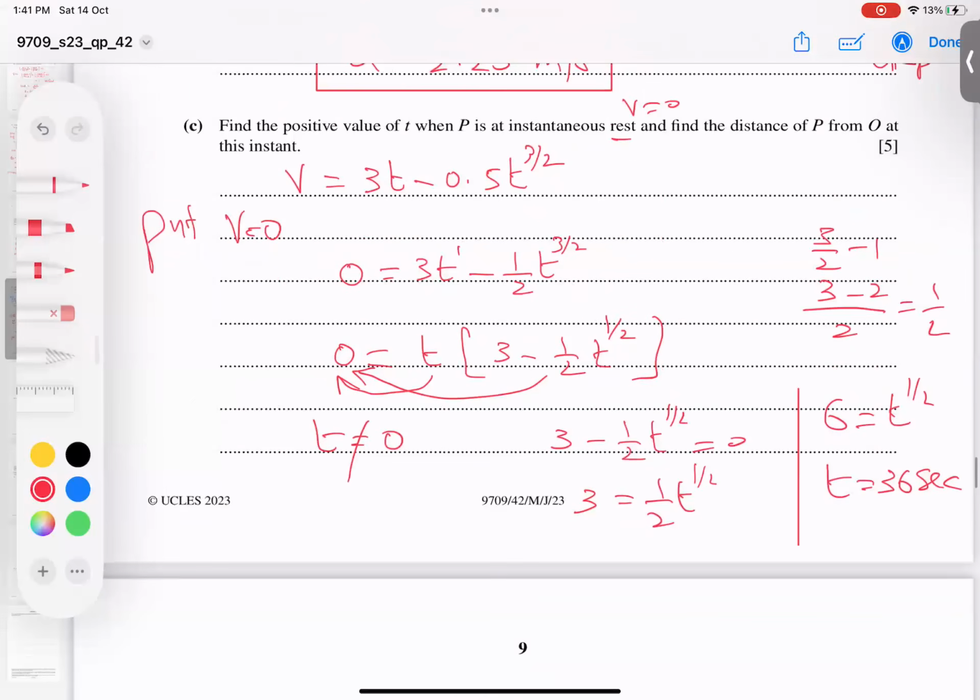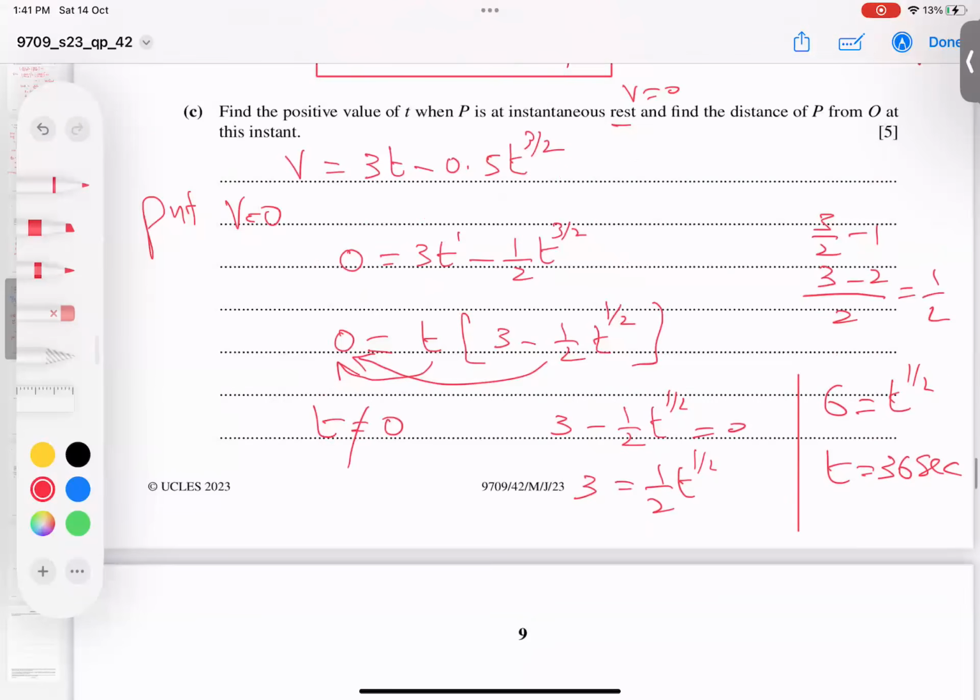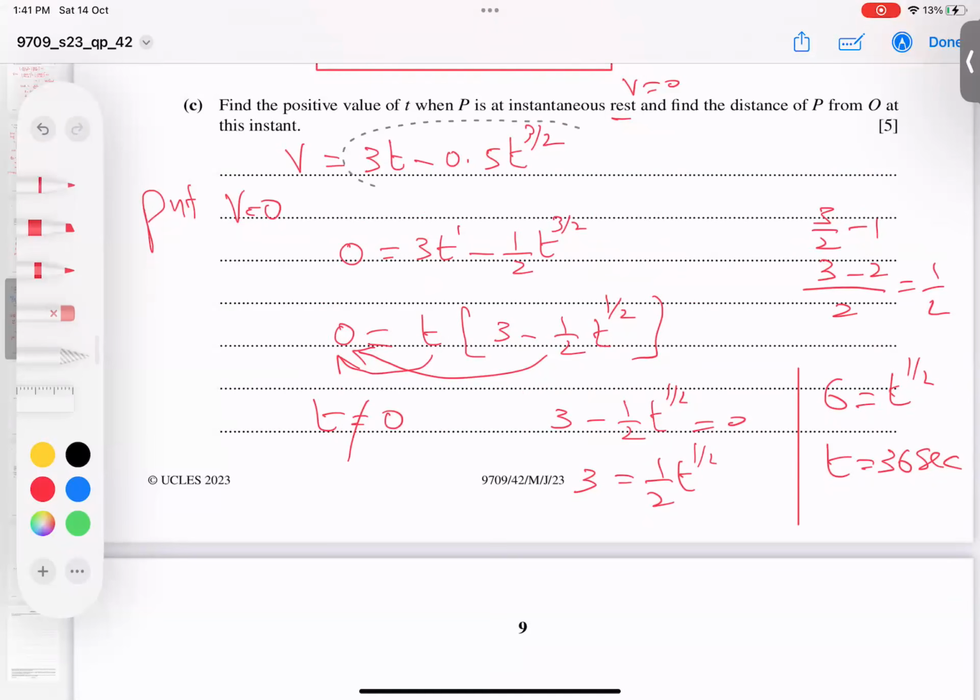But the game is not finished. He said, no, give me the distance. So now I will integrate it.